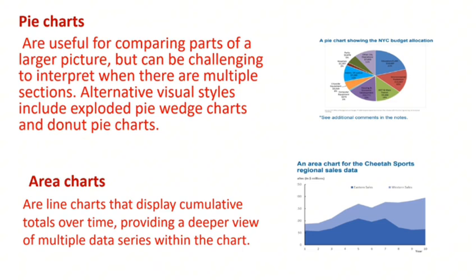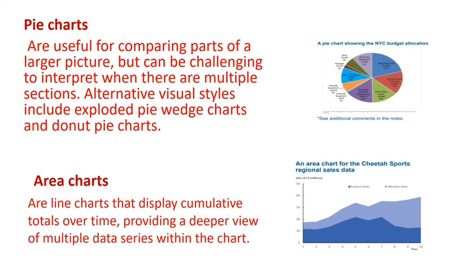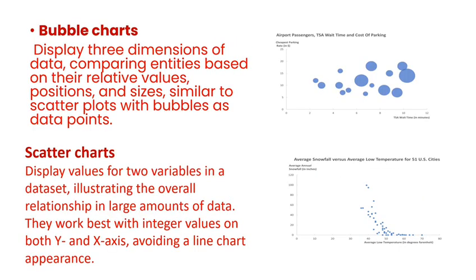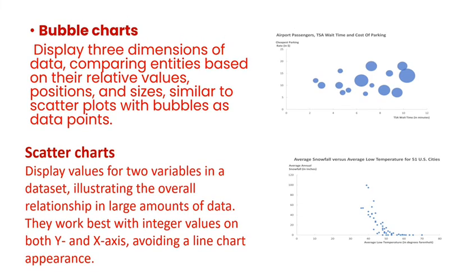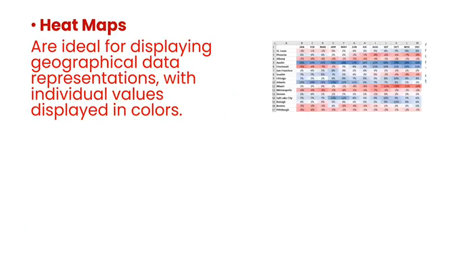Area charts are line charts that display cumulative totals over time, providing a deeper view of multiple data series within the chart. Bubble charts display 3 dimensions of data, comparing entities based on their relative values, positions, and sizes, similar to scatter plots with bubbles as data points. Scatter charts display values for 2 variables in a dataset, illustrating their relationship in large amounts, best with integer values on both y and x-axis. Heat maps are a useful tool for displaying geographic data, with individual values displayed in color.